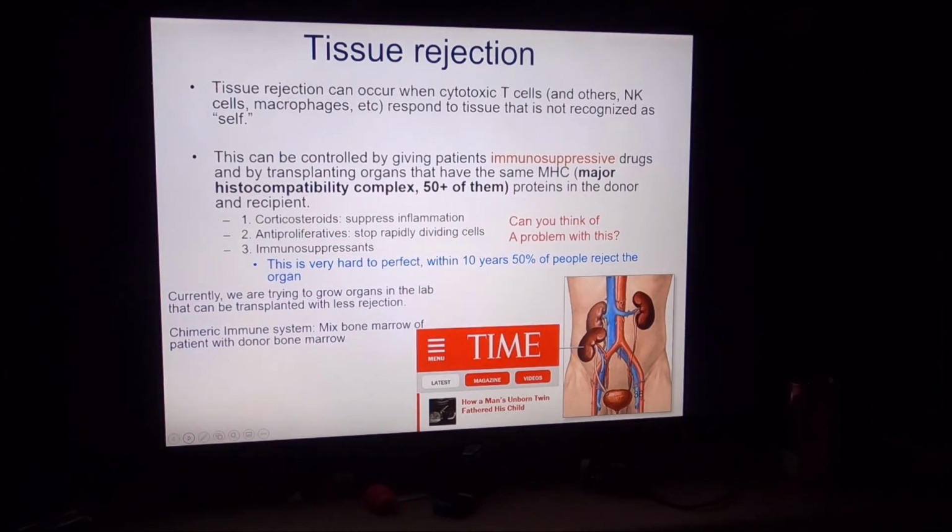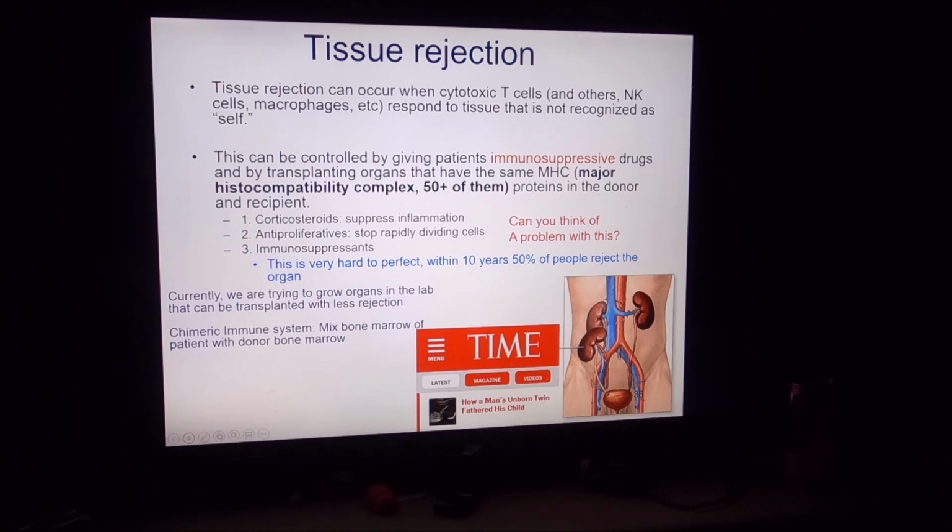Tissue rejection. Your cytotoxic T cells are really good at recognizing that your cells are your cells and other cells aren't your cells. So if you get a heart transplant, the chance that your immune system is going to pick up that the transplant is not yours and destroy that organ is incredibly high. In fact, about half the people that have an organ transplant end up, after about 10 years, with major issues as a result of rejection.